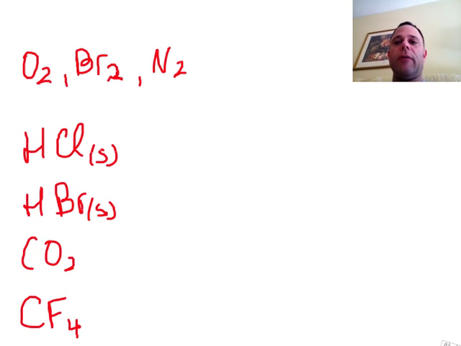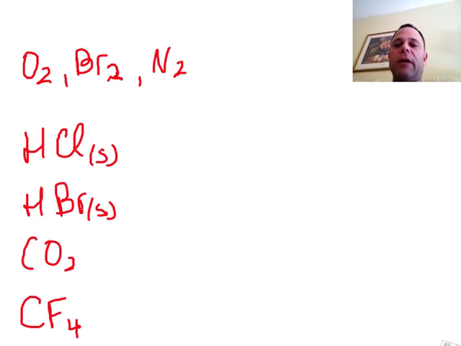So here they are again, but this time I did write them because I do like the subscript being where it belongs. Remember, O2, Br2, and N2 are all diatomic elements. They retain their name. That's oxygen, bromine, nitrogen. They do have covalent bonds, so they are still called molecules.